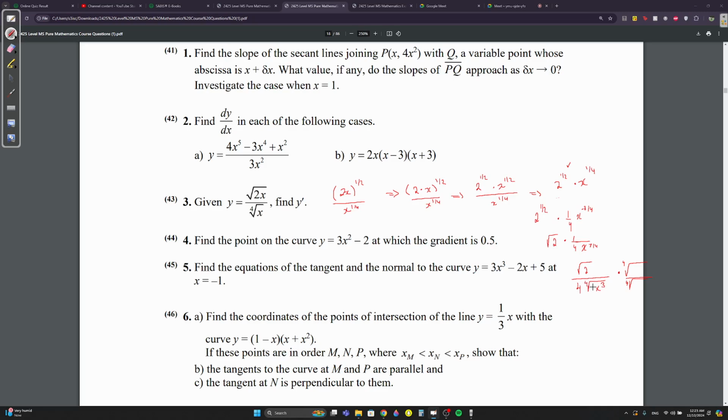X cubed, I need to make it x to the power 4. How do I make it x to the power 4? I just multiply by x. Okay, and you have to multiply up and down. So you're going to get radical 2 times the 4th root of x over this. Always the roots cancel, so you're going to get 4x. Okay? This is how they did it in the answer.